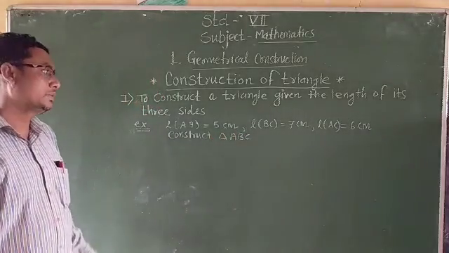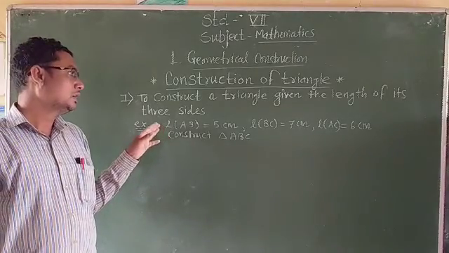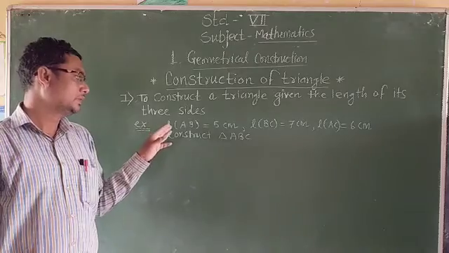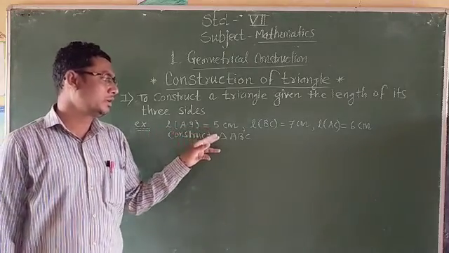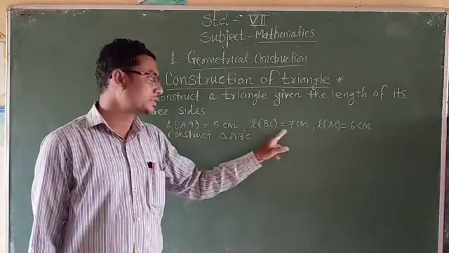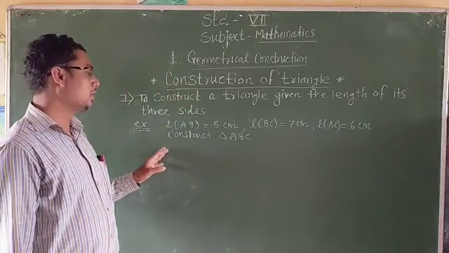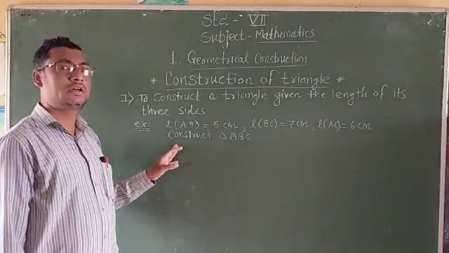Construct triangle ABC. Length of three sides of triangle are given. Means the length of AB equal to 5 centimeter, length of BC 7 centimeter, length of AC is given 6 centimeter. Then you have to construct the triangle ABC.